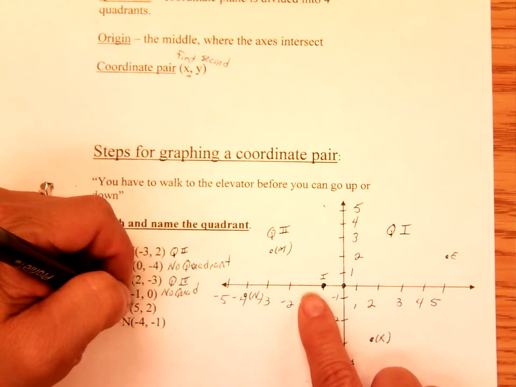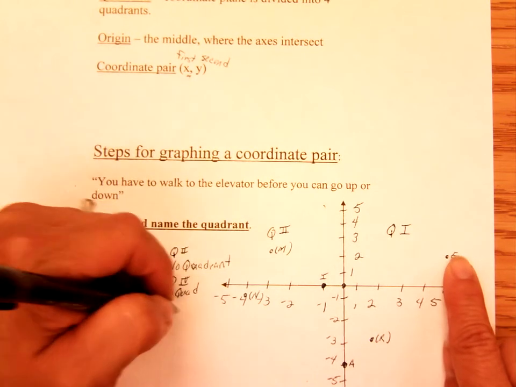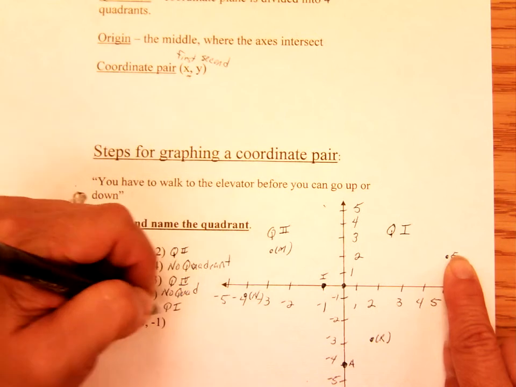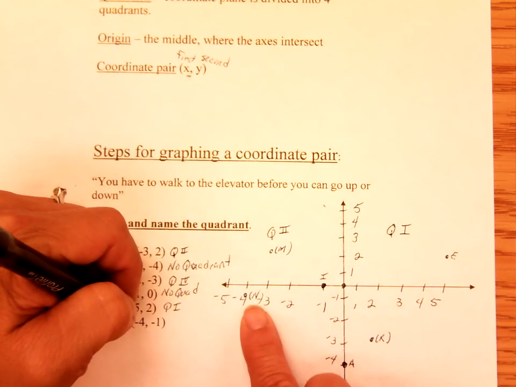E, which is (5, 2), would be in quadrant I. And N is in quadrant III.